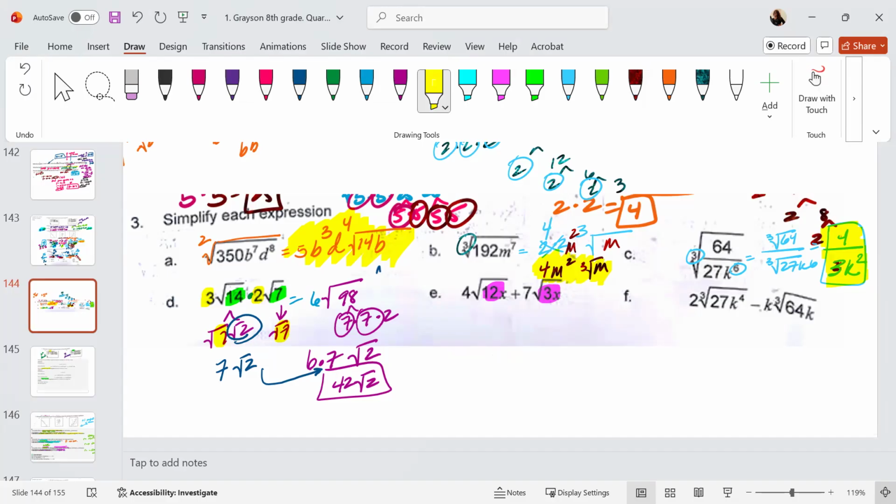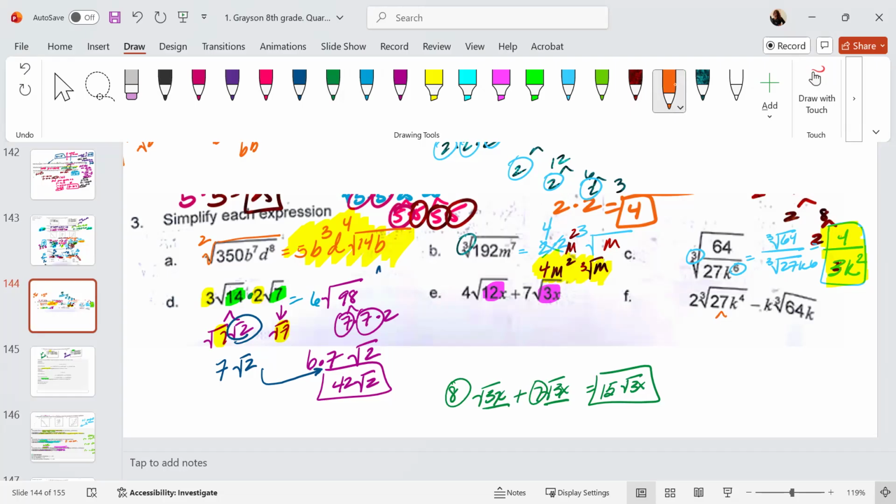When it's a plus sign, you can add them as long as you have the same radicand, which is the number inside the radical, right? 8 and 7 then becomes a 15 square root 3x. That's your answer, okay? All right, so then for F, what you can see here is, I know for a fact that this is going to be a 3, right?